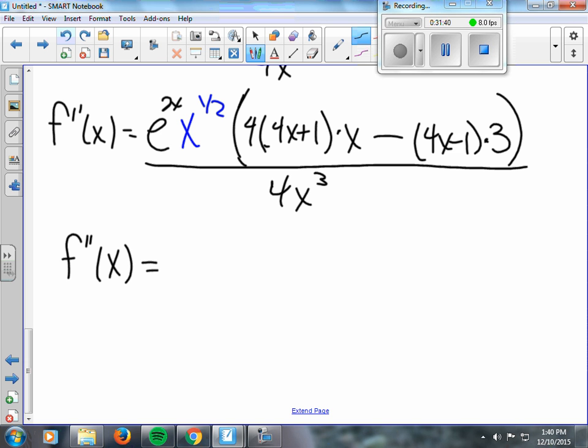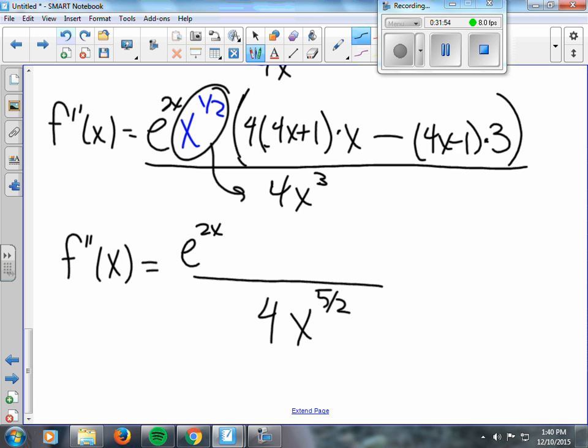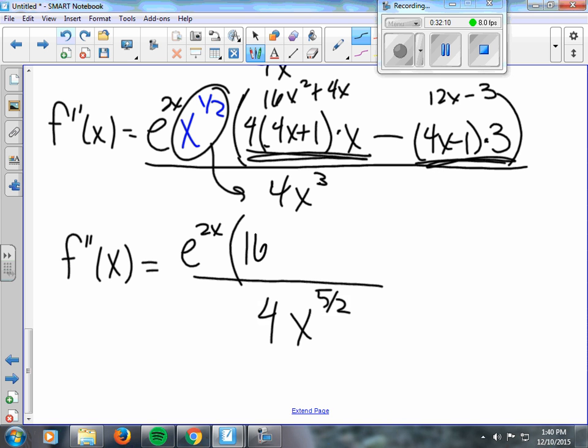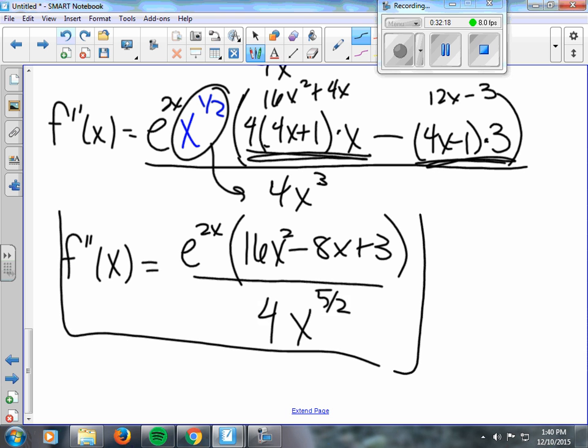Okay, so in the denominator, I'm going to move this x to the 1/2 down. And so this is x to the 3, which is 6 halves, minus 1/2 is x to the 5 halves. Still keep the 4 there. I have e to the 2x. And now inside this parenthesis, this term here is going to give me 16x squared plus 4x. I've just distributed. And this term here is 12x minus 3. I'm going to subtract that. So be careful to distribute the negative. This is 16x squared minus 8x plus 3 because I distributed that negative. This would be the answer on a multiple choice test.